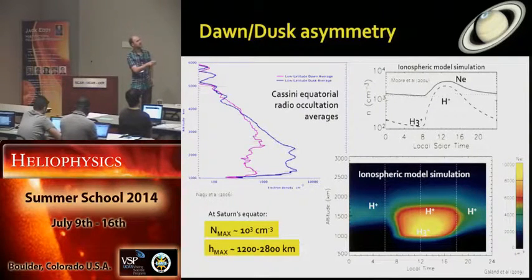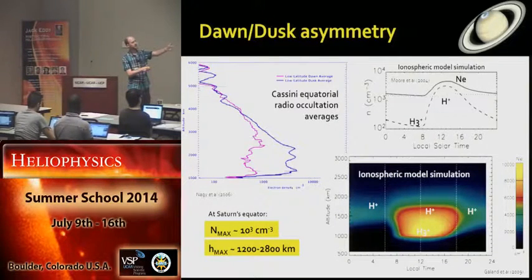So here's an example simulation that could explain this. Altitude versus local time, and then contours of electron density. Basically what happens is here, the sun is turned on, you start producing ions, and in particular, you produce H2 plus and therefore H3 plus ions throughout the daytime.